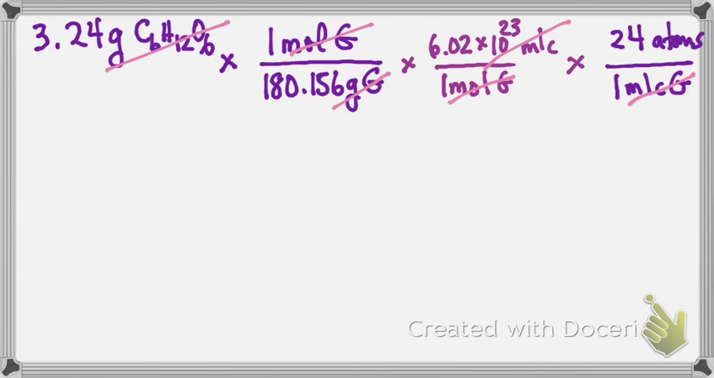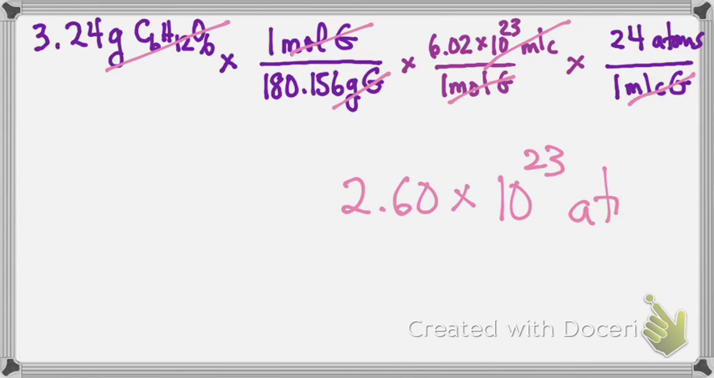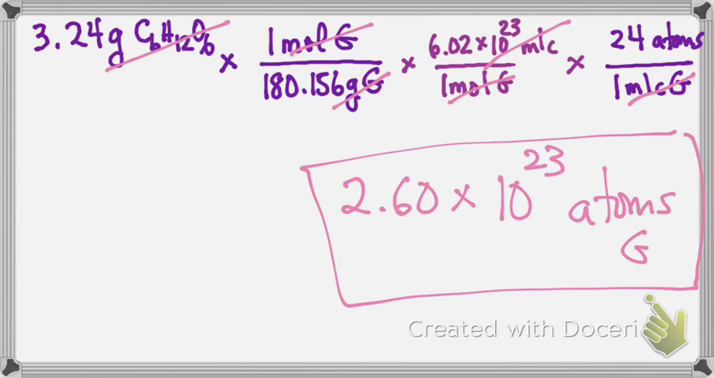3.24 times 6.022 times 10 to the 23rd times 24 divided by 180.156, and I get an answer of 2.60 times 10 to the 23rd atoms of glucose. Now we've done a 3-step conversion. Again, converting from grams to moles allows us then to convert moles to molecules, which then allows us to convert molecules to atoms.